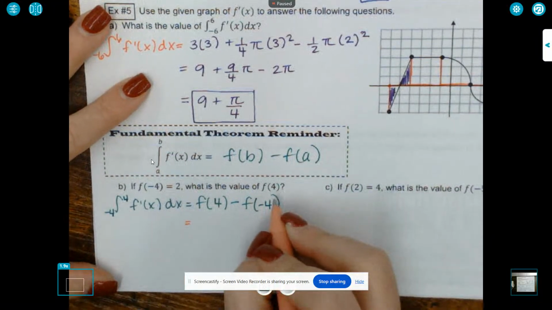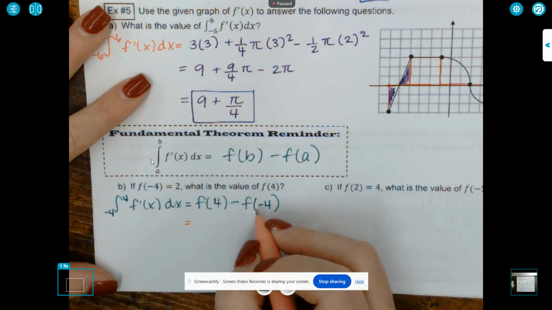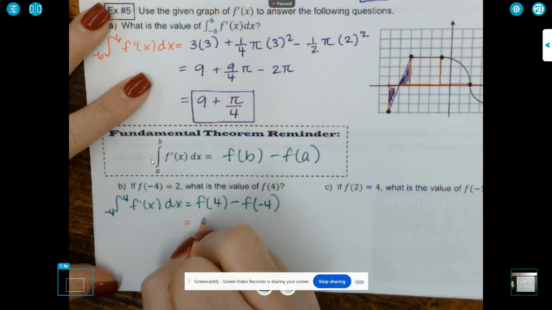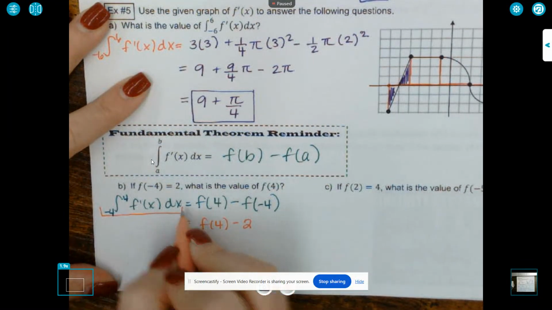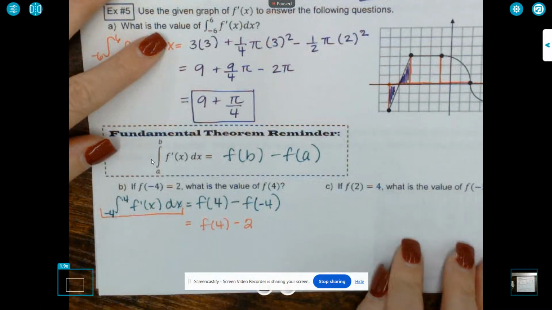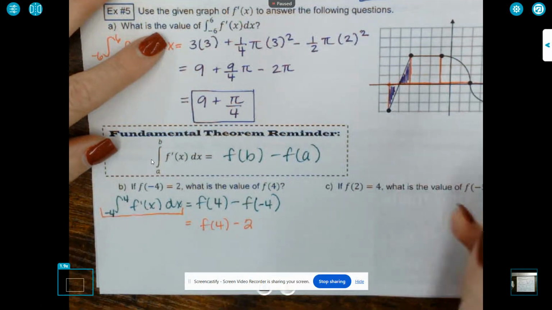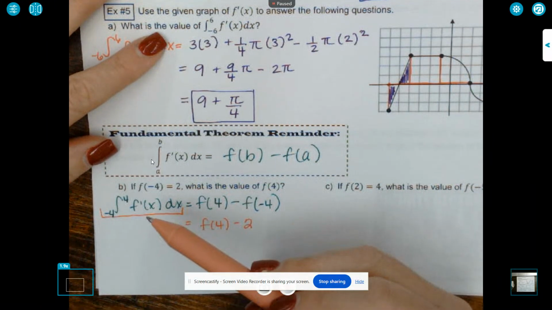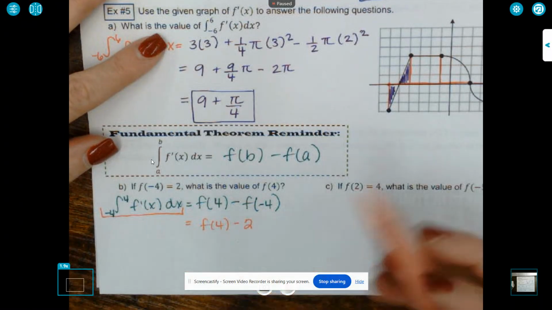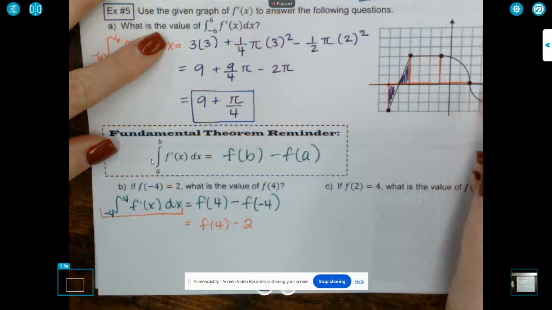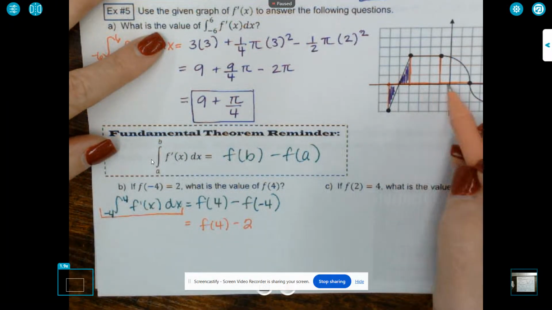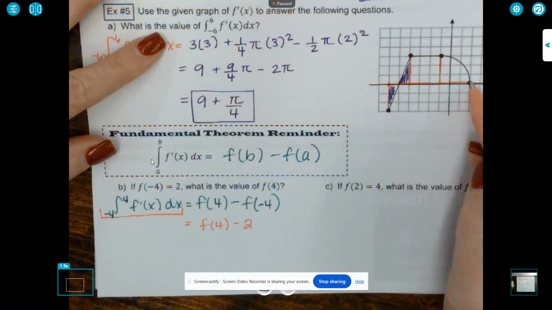Now, we don't know the value of f of 4. We know the value of f of negative 4. It's 2. And we can find this using our Riemann sums, or our sums in general. So we've got negative 4 to 4, right? So 1, 2, 3, 4, that's here. 1, 2, 3, 4, that's here. So that's going to be the 9, that quarter circle again, and then instead of a half circle, it's going to be a quarter circle here.